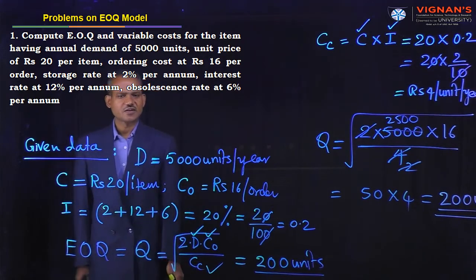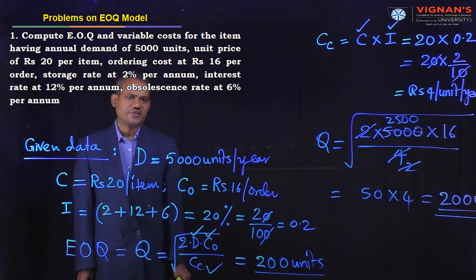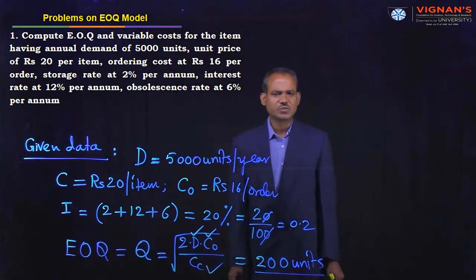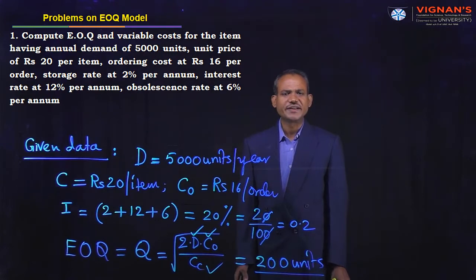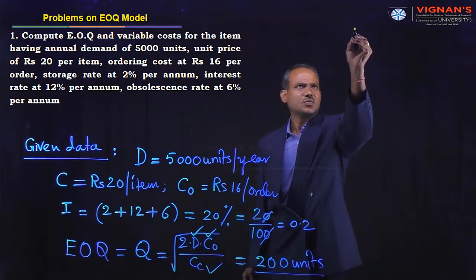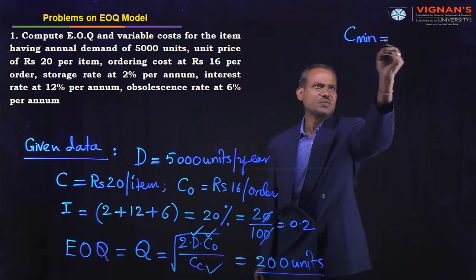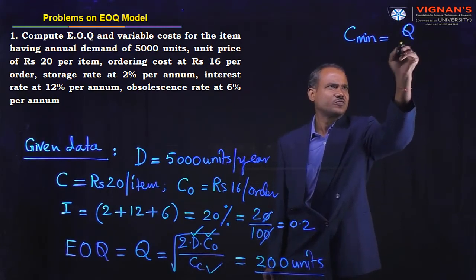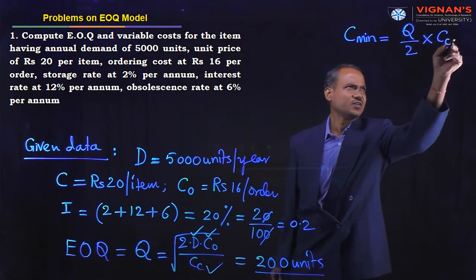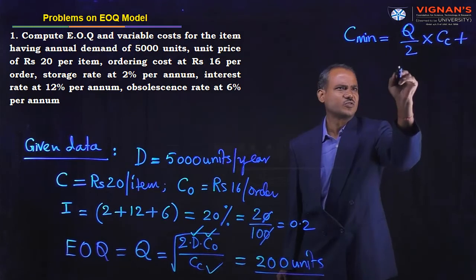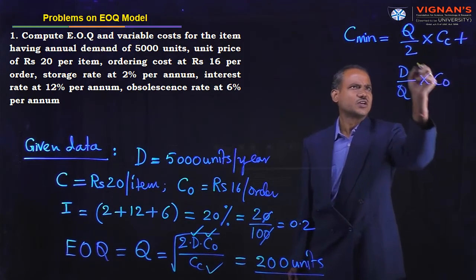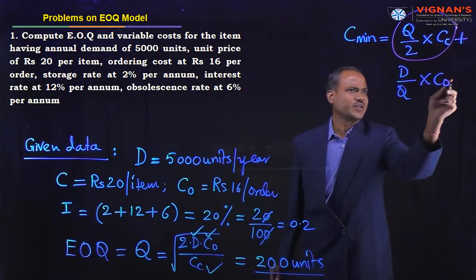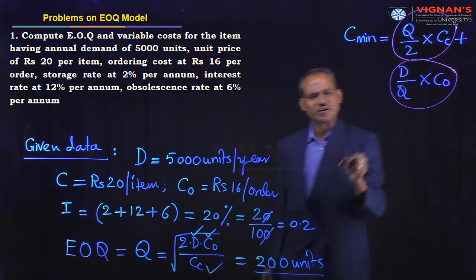Next, second question, compute variable cost. What do you mean by variable cost? Variable cost is nothing but the optimum inventory cost. Symbolically, you can denote it like this: C minimum is equal to total carrying cost, we know, Q by 2 into CC, plus D by Q into C naught. Q by 2 into CC is nothing but the total carrying cost. Similarly, D by Q into C naught is nothing but the total ordering cost.